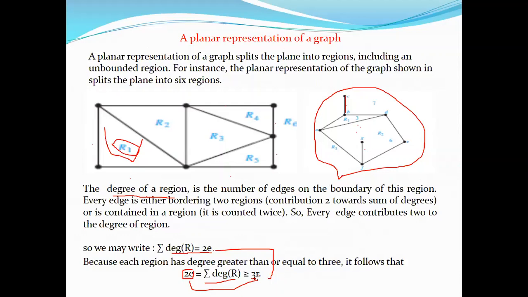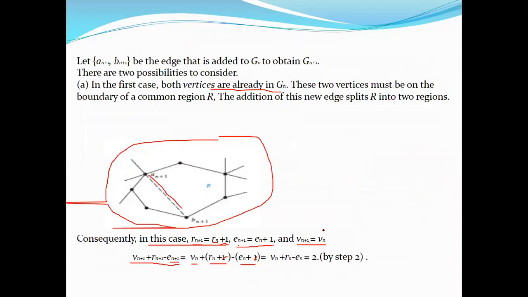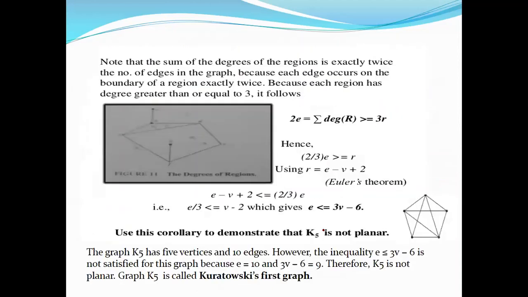Sometimes by mistake we write 2E is less than or equal to 3R. No, 2E is a fixed, final number, and it could be equal to 3R or greater than 3R. In this proof, only 2 points are there. One is Euler's formula, which is V plus R minus E equal to 2. From that formula, we can extract the value of R as E minus V plus 2. And from the inequality, 2E is greater than or equal to 3R, so R is less than or equal to 2 by 3 E.